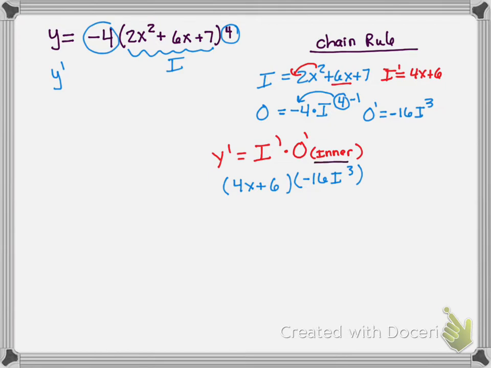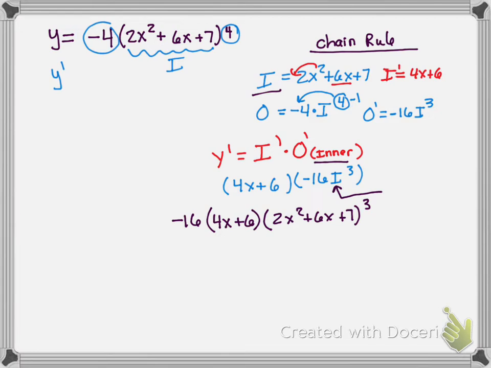Now the only thing I have to do is plug back in for this inner, like we said here. So wherever there's an I, I'm going to plug in what I said I was. So we'll have 4x plus 6 times, I'll go ahead and bring this -16 out front just so I don't think it's subtraction, but you could leave it inside as long as you use parentheses. And the inner function we said was 2x squared plus 6x plus 7, now to the third power. That would be our derivative of this rather complex function.